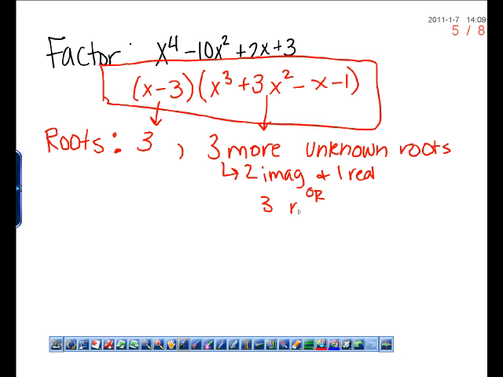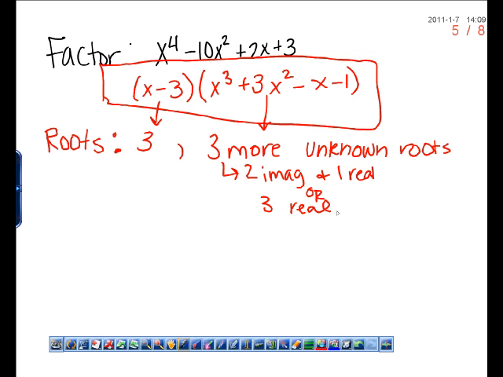3 more real. And there's no way to know that unless you graph this, like using your calculator or something, and see how many times it crosses your x-axis, because a real root is also an x-intercept. Okay? Nothing else we know about that.